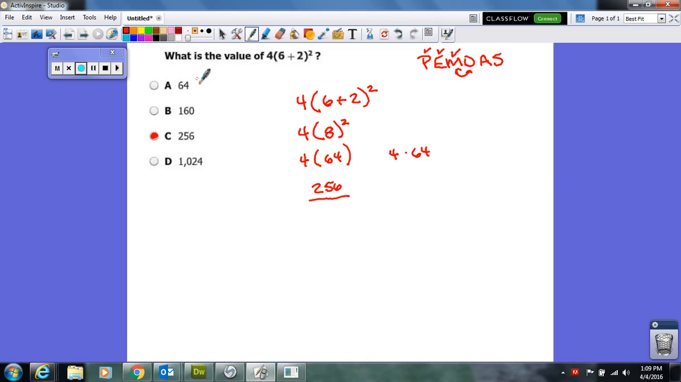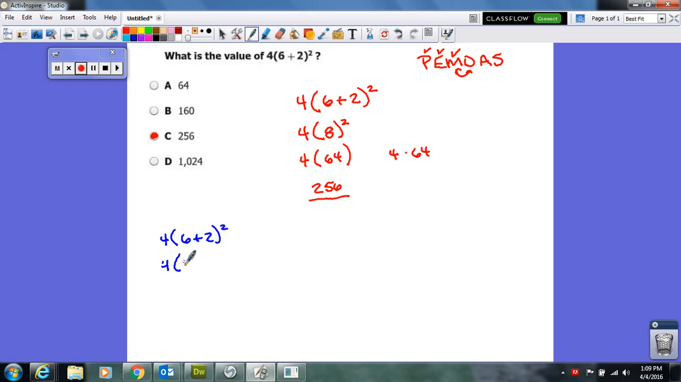Now, what are some common mistakes that students might make besides maybe transferring the question over to their scrap paper incorrectly? Well, here might be a possible incorrect solution. Let me go ahead and rewrite the problem. 4 times the quantity 6 plus 2 squared. What some students might do is they might square the terms inside the parentheses before they actually add them. So they're doing the E in PEMDAS before the P.